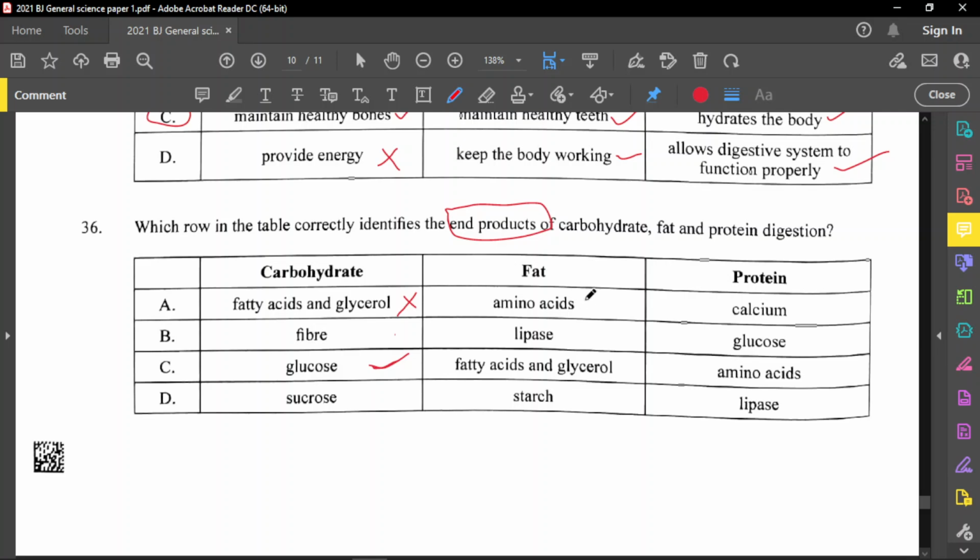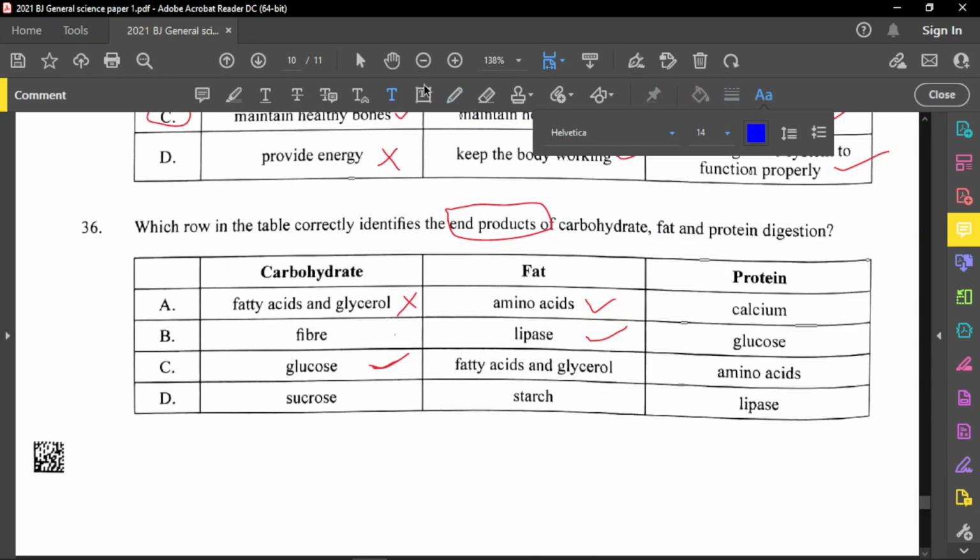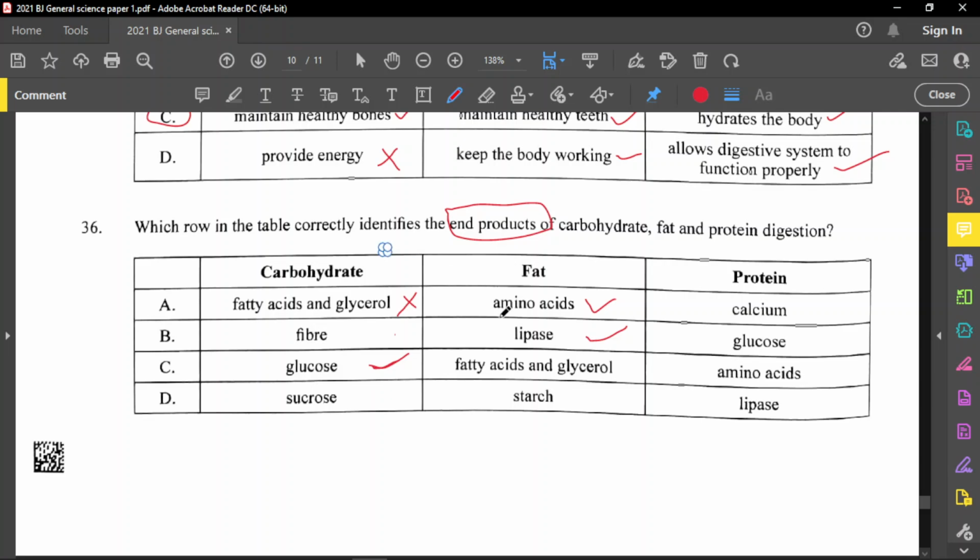The simplest part of fat? No, the simplest amino acid is for protein. Lipase is an enzyme that breaks down fat, so it is not the smallest part of fat. It only breaks down fat. Fatty acid and glycerol, they are from fats for sure. So this one is correct.